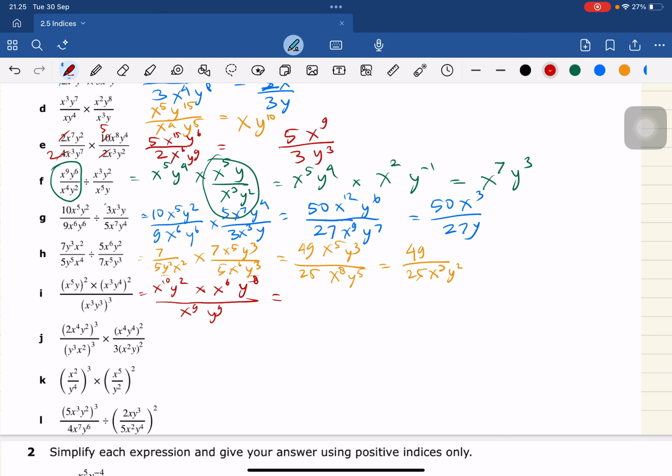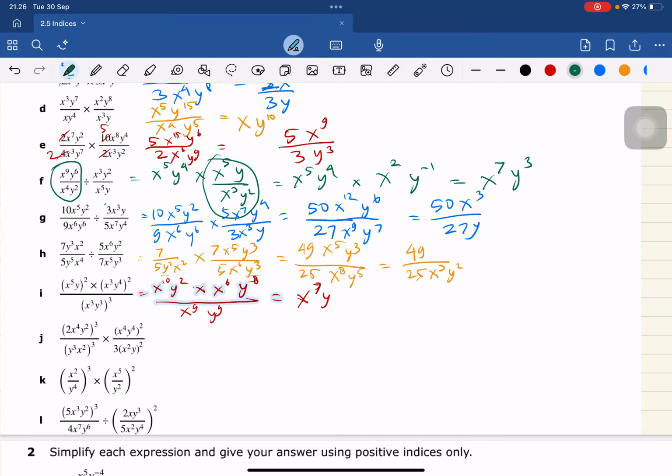Okay, after we simplify it all together, the power with multiplication, remember, with addition, if division, we make it minus. So for the I, the final answer is going to be x power of 7 and then y power of 1, which we don't have to write.